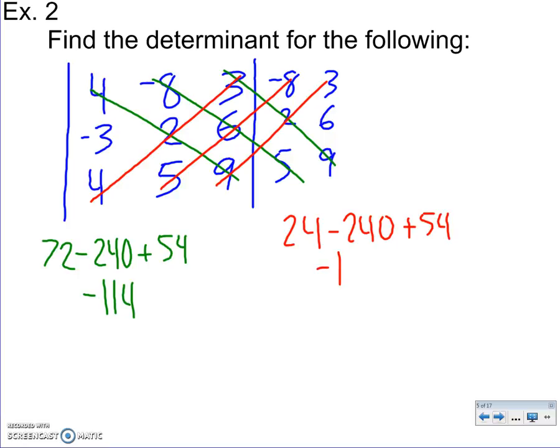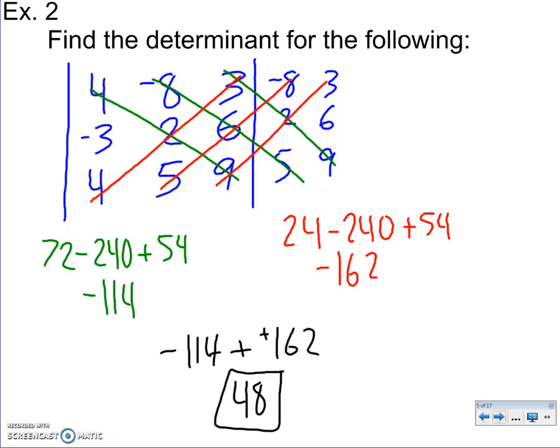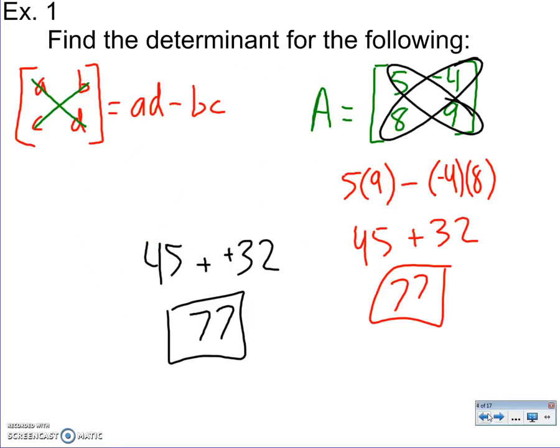Gives me negative 162. Once you have those two numbers, like the last slide, I'm going to subtract them. So negative 114 minus negative 162. When you see a minus negative, make them both positive. So negative 114 plus 162 gives me the final answer of 48. That is the determinant of my 3 by 3. The same rule applies for 4 by 4, so there's going to be 4 diagonals. So the size determines how many diagonals there are, except for 2 by 2.